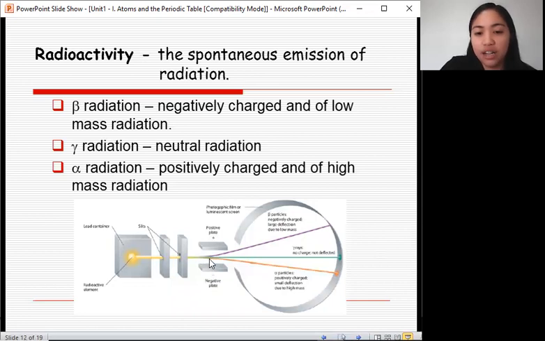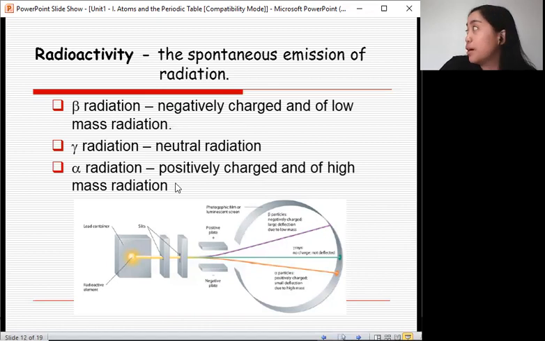So the beta radiation, grabe iyang pag-deflect, there is a large deflection against the positive plate. Therefore, naa siya negative, ilang nakita nga ang beta radiation has negatively charged or low mass radiation. Low mass, naapod siya low nga mass because grabe iyahang large deflection.